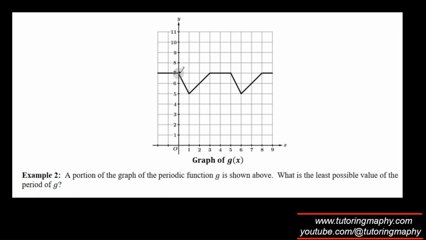So I can start from either here or here or here. If I start, let's say, from the y-axis, I go down, I go up, then I go flat, and that's where I stop, because that's when the cycle repeats itself. So let's count this. It starts from x equal to 0 and goes all the way to x equal to 5. So clearly the period is 5 units.